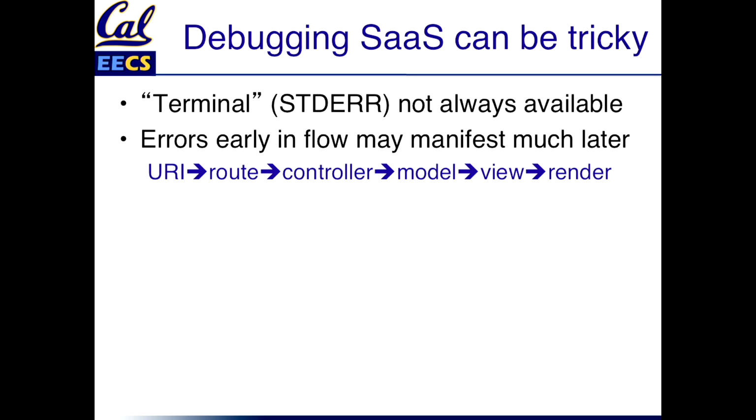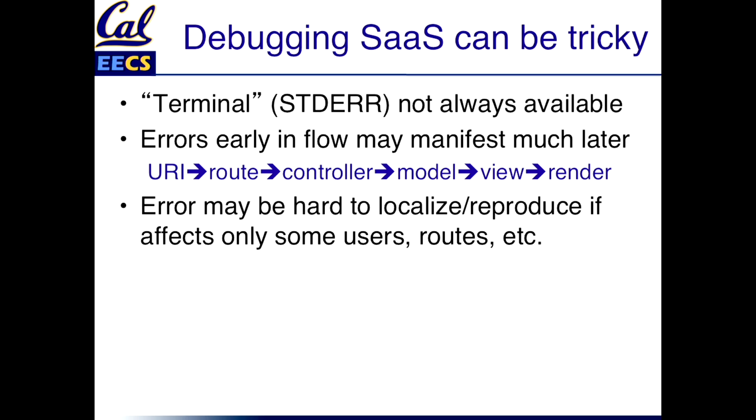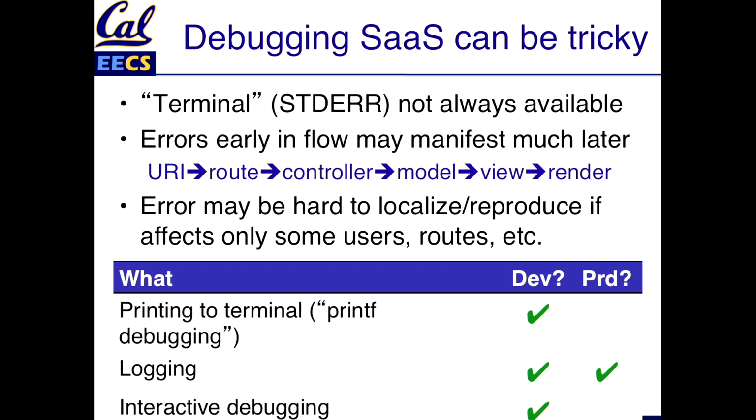We start with a URI coming from a browser. There's a routing subsystem. The controller has to get invoked. The model does stuff. So there's all these places where things have to happen. And sometimes an error can occur early in the flow but not become manifest, not show symptoms until later in the flow. And if it's an error that only arises under certain difficult conditions, it might be hard to reproduce. So that's another thing that's tricky. You've got external users. You can't control what the inputs are.